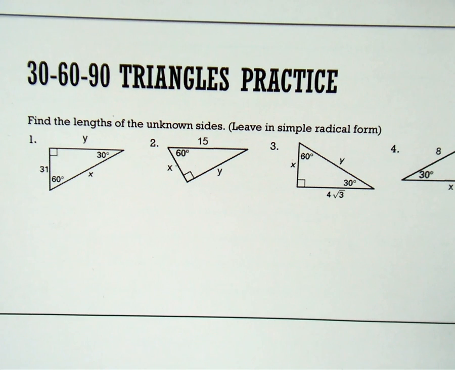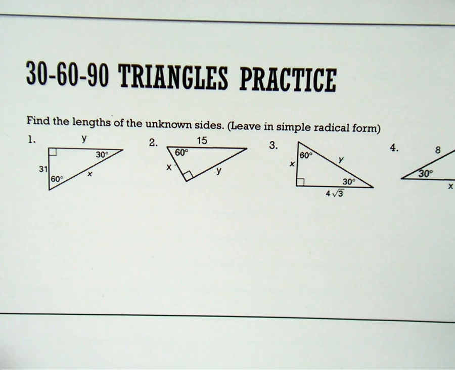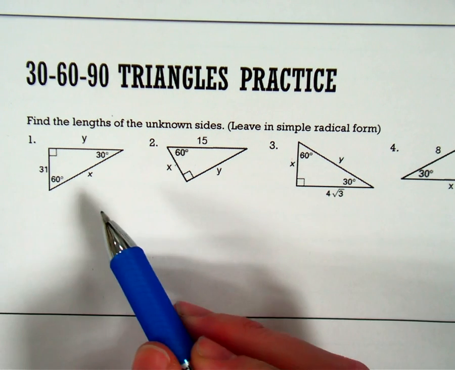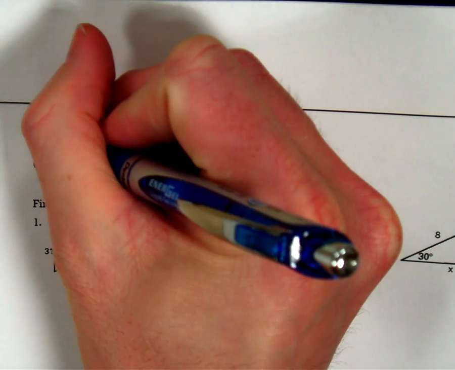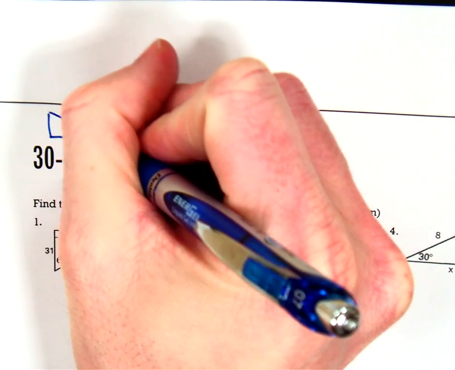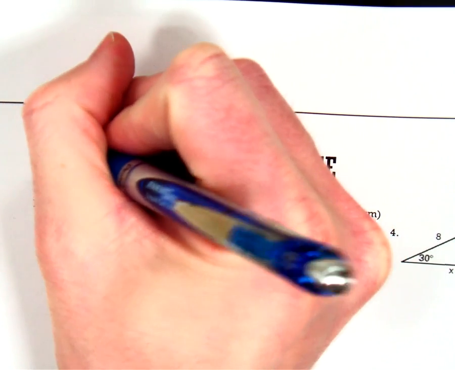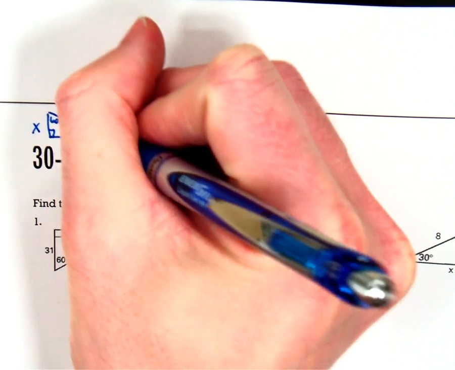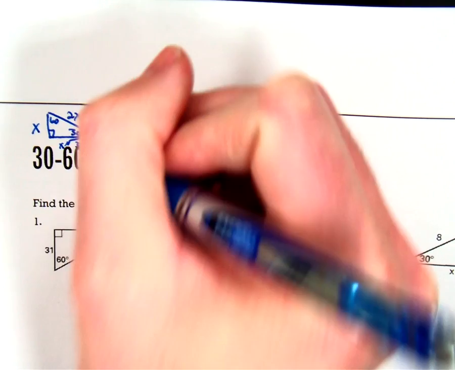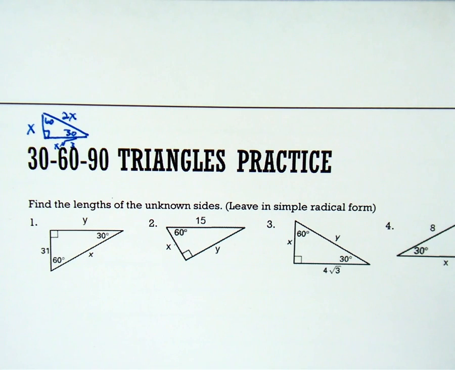Alright, let's take a look here. Some 30, 60, 90 right triangle practice. Sometimes, if it's not already on your sheet, it's very helpful to just have this little picture sketched in: x, 2x, x radical 3. It can be helpful.